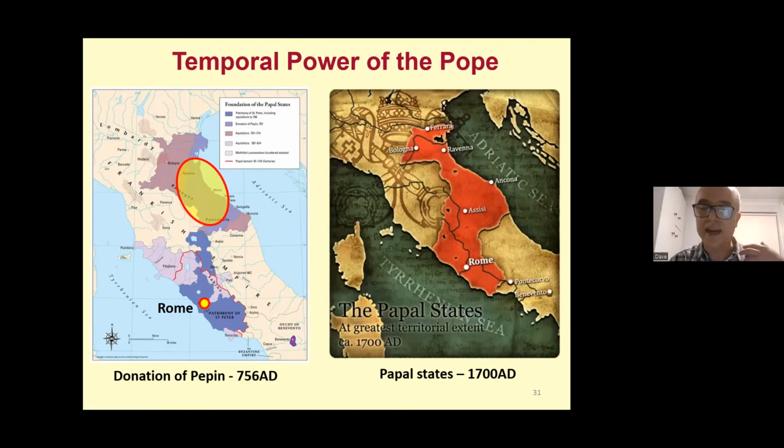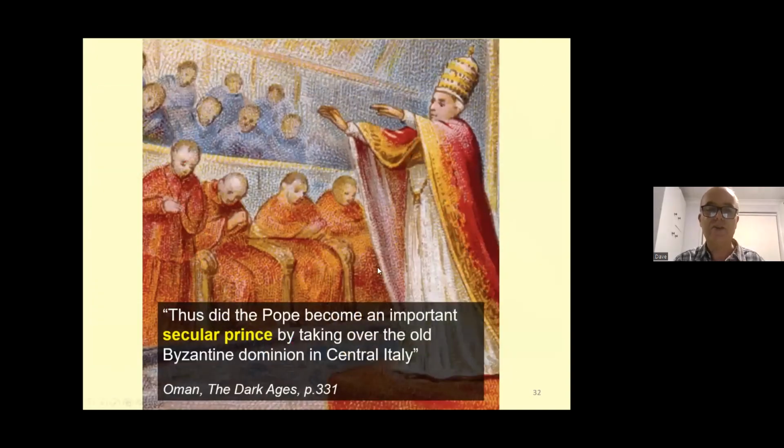He had complete rule, or civil and religious authority, over these large areas of Italy, right? And the little horn had become this great power in the Roman Empire. And here's a little comment from this British historian named Charles Oman. He comments on this period, he said, thus the Pope became an important secular prince by taking over the old Byzantine or Eastern Roman Empire dominion in central Italy. The little horn was growing.